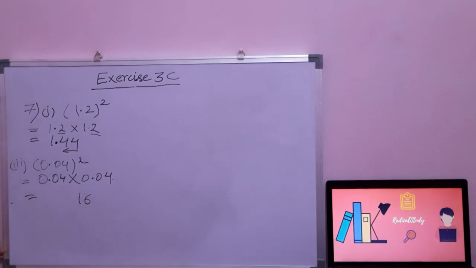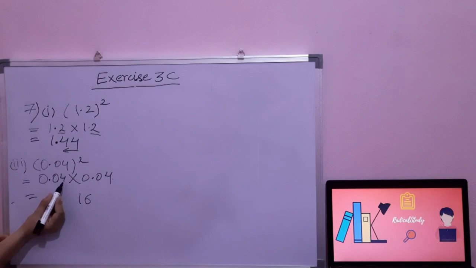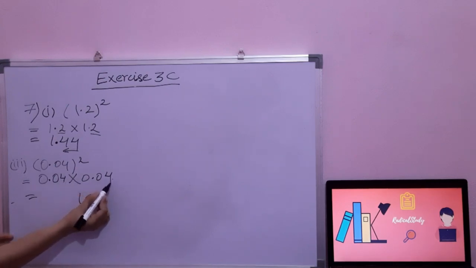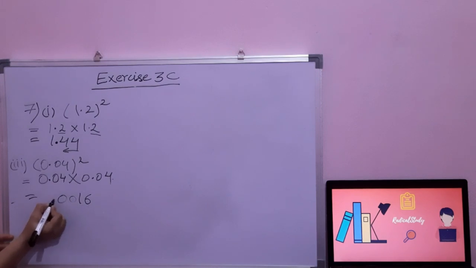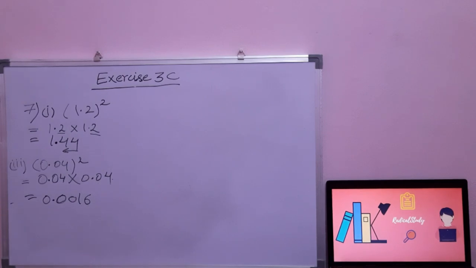What is it? 16. But what do we have to count? The number of decimal places. So count the number of decimal places. 1 2 3 4. Then put a point and write like this. So this is your answer of question number 7. I have skipped option number 2 and option number 4, so these two options will be your homework to solve in your copy.